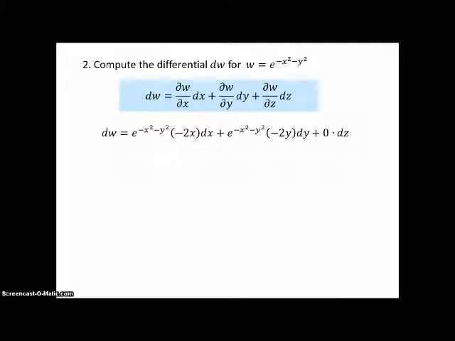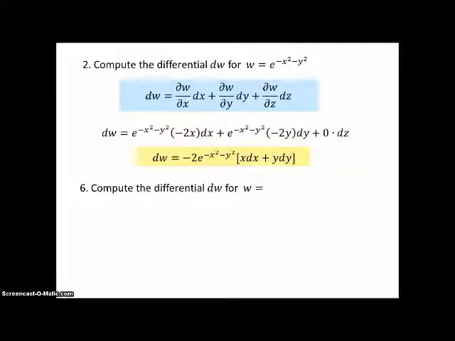So notice that the partial derivatives with respect to x and y are almost identical, except for the derivative of the exponent. If you consider y as a constant, then the partial derivative with respect to x is negative 2x. And if you consider x squared to be a constant, then the partial derivative using the chain rule becomes negative 2y. So let's clean that up a little bit. Factor out the negative 2e to the negative x squared minus y squared. And there you have your answer.